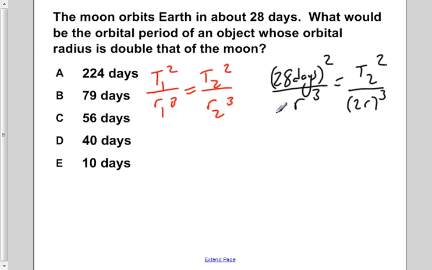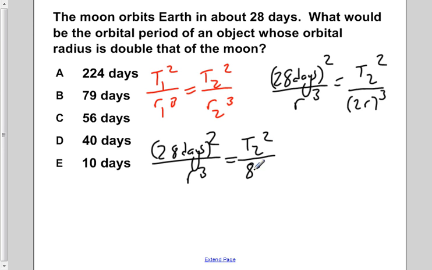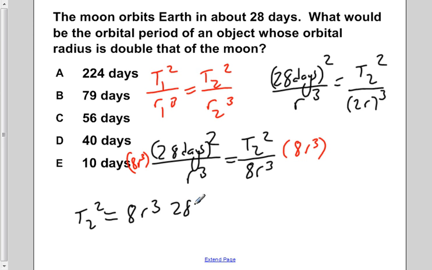So, we know that 28 days squared divided by r cubed is equal to T2 squared over 8r cubed. Now, if we multiply both sides by 8r cubed, we would get T2 squared is equal to 8r cubed times 28 days squared over r cubed.